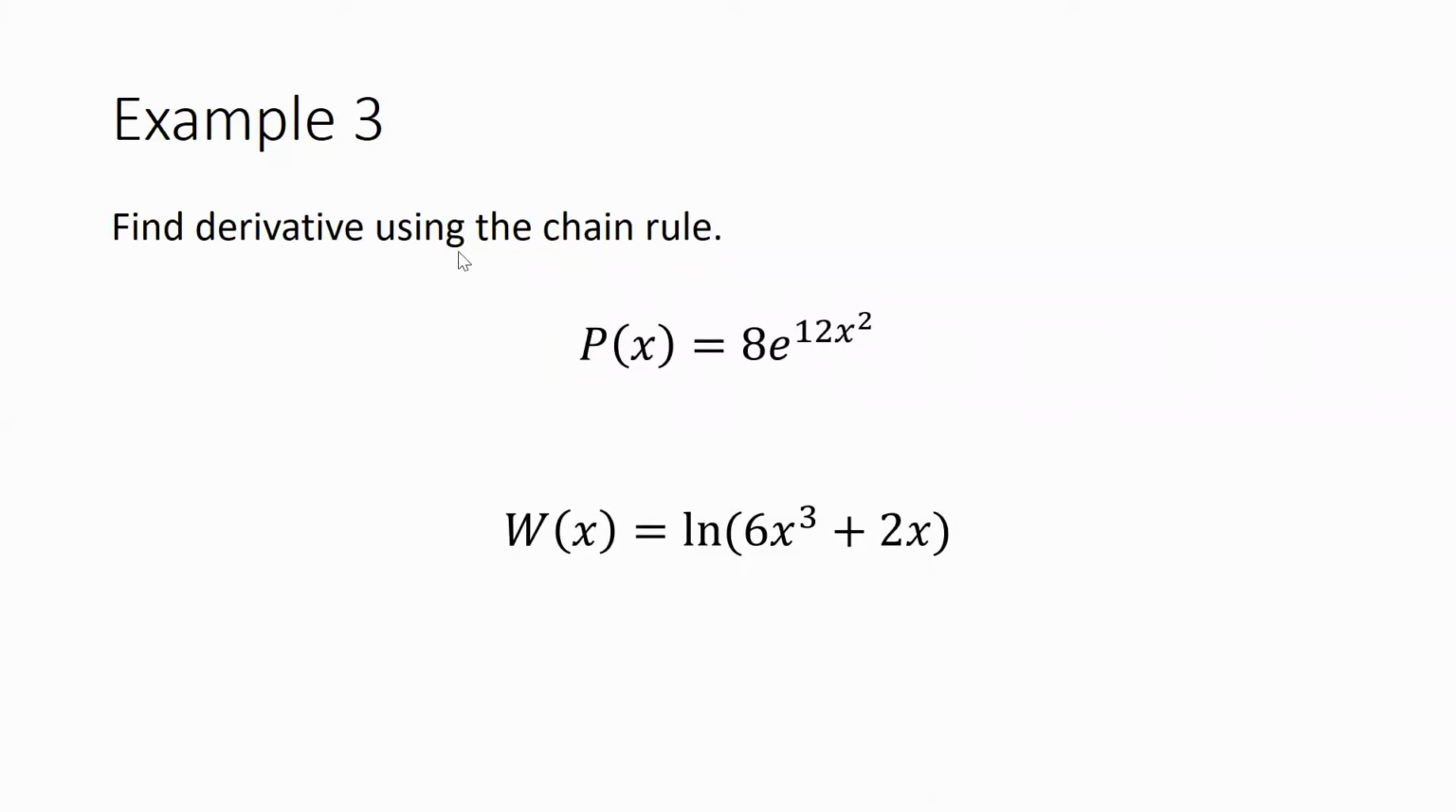Example 3 says, find the derivative using the chain rule. In this case, our inside function is not inside of a power rule. Our inside function for p of x is located within the exponent of an e to a power. And our inside function of w of x is located inside a natural log. Let me show you how to go ahead and do these two.